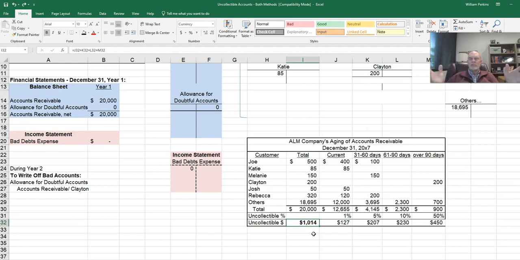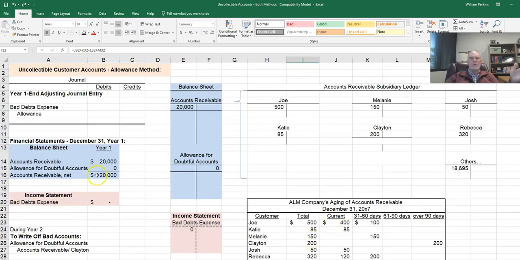Now this is just an estimate. We're trying to be as accurate as we can, but it's still just an estimate. So let's decide, we'll just round that off, and we're going to record $1,000 as our estimate.